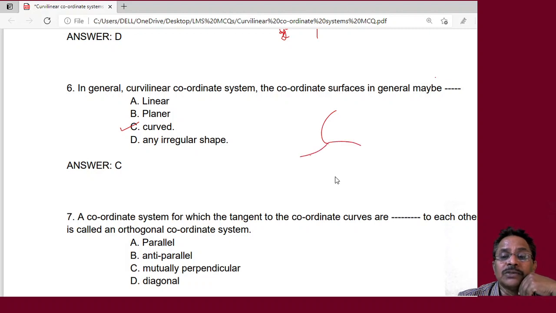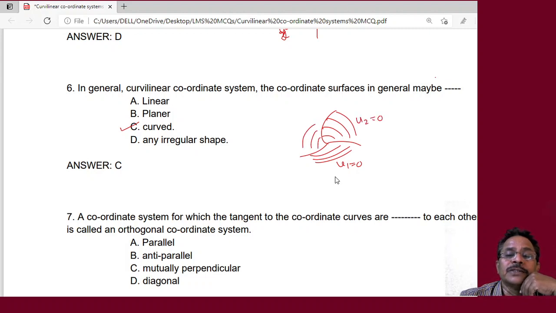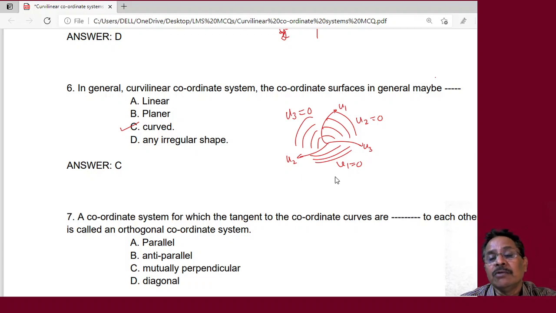This is one curved surface where I have taken u1 equal to 0. This is another curved surface, taken as u2 equal to 0, and this is the third surface, whose equation we take to be u3 equal to 0. Therefore this is my u3 axis, this is my u1 axis, and this is my u2 axis. So these three axes u1, u2, u3 are curved, and the surfaces u1 equal to 0, u2 equal to 0, u3 equal to 0 must be curved surfaces. Such a system is called a curvilinear coordinate system.